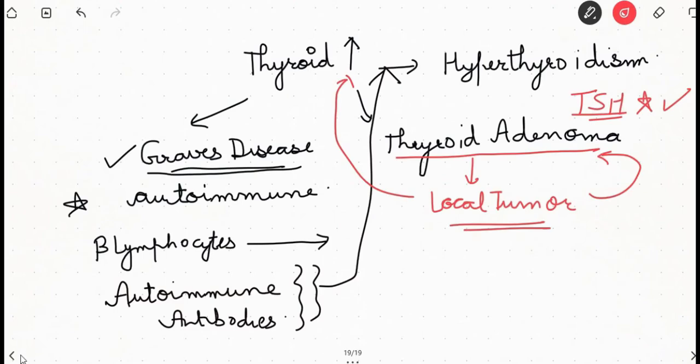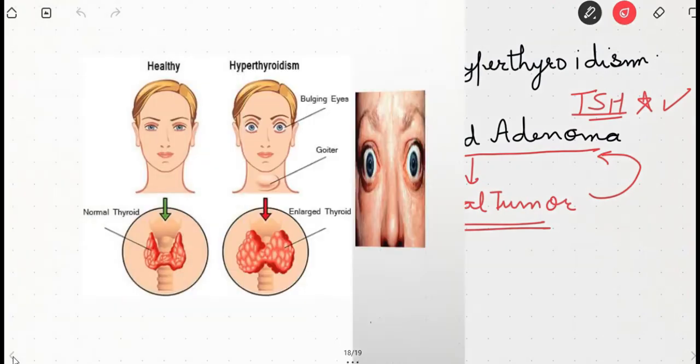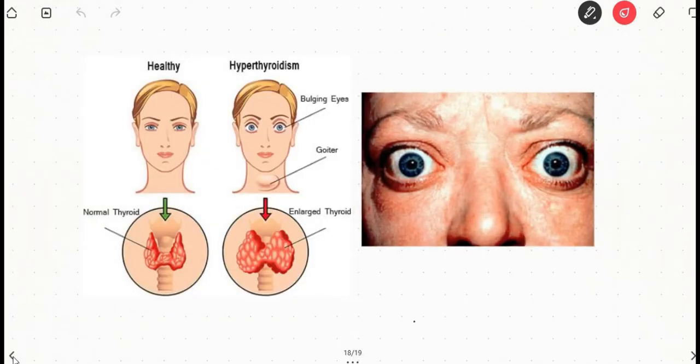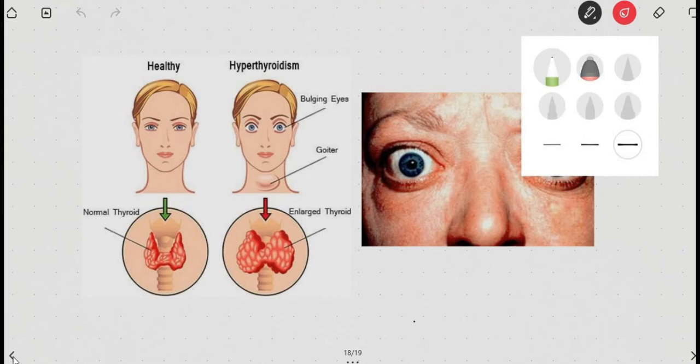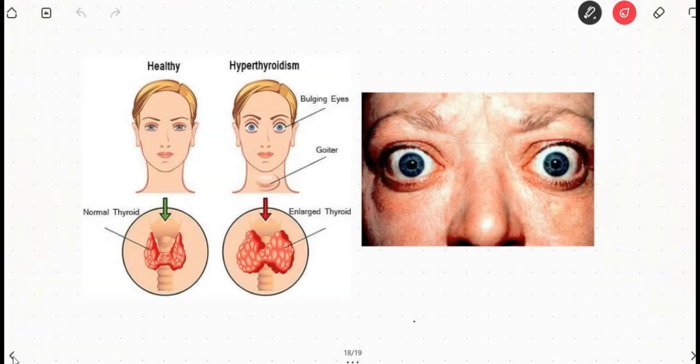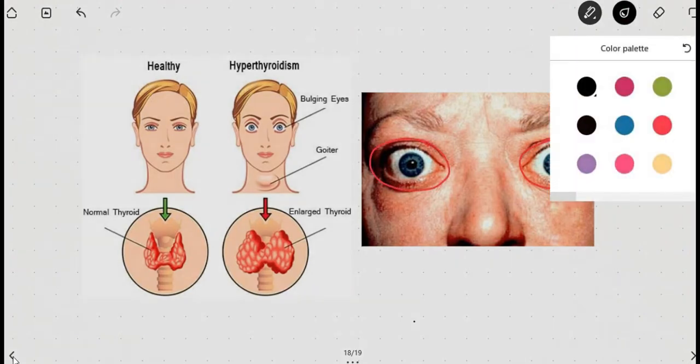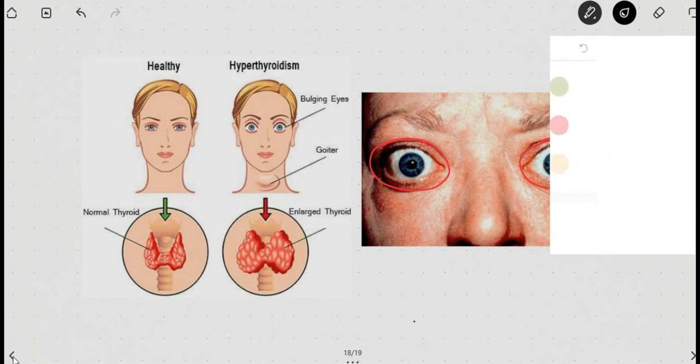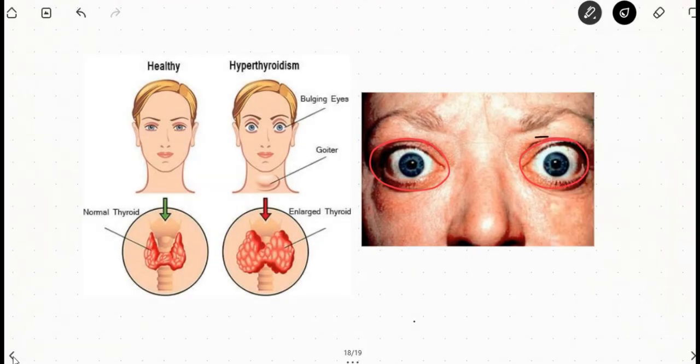Coming to the signs and symptoms of hyperthyroidism. Number one is exophthalmos. What is exophthalmos? Exophthalmos is the protrusion of the eyeball.